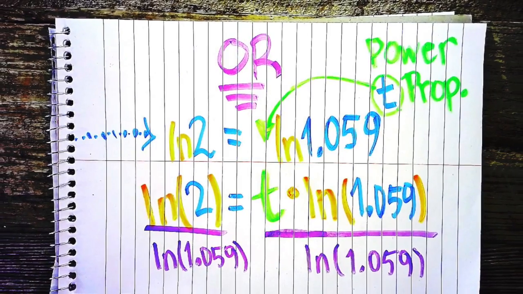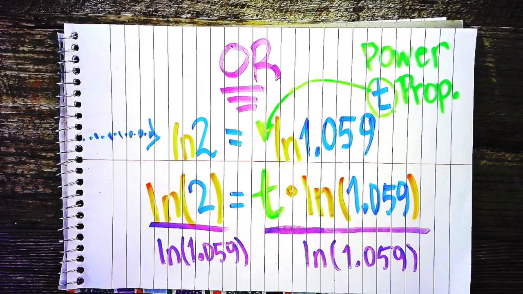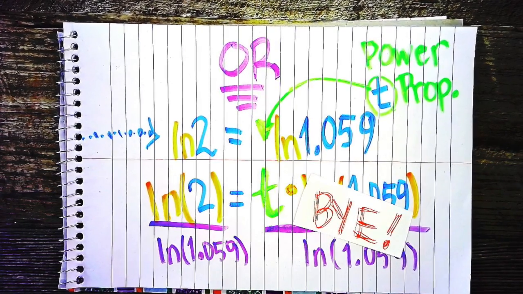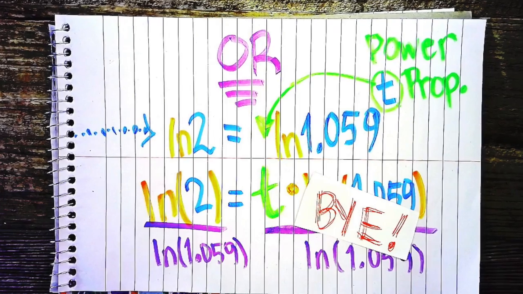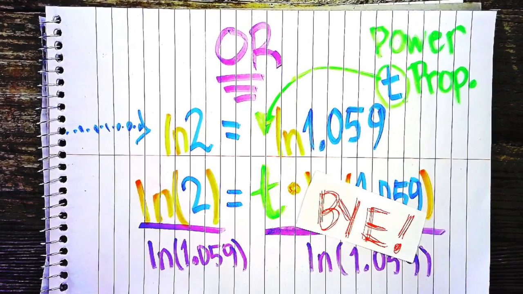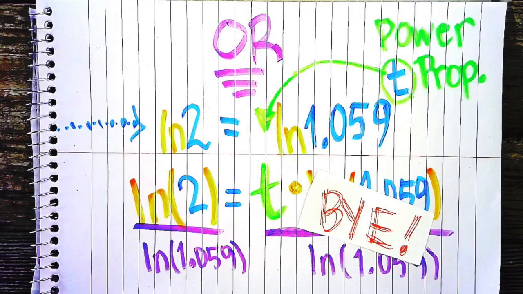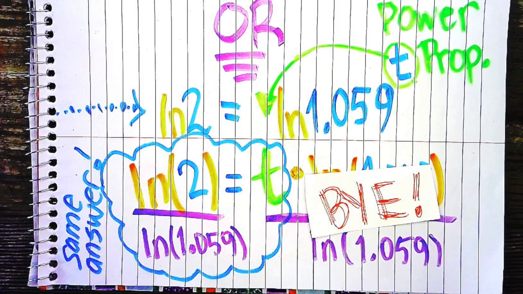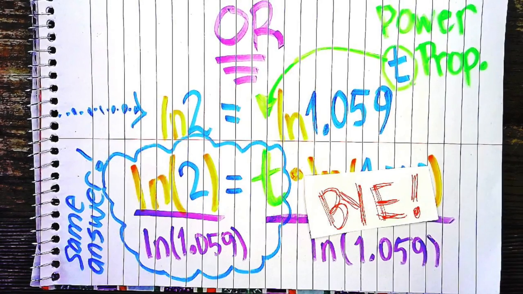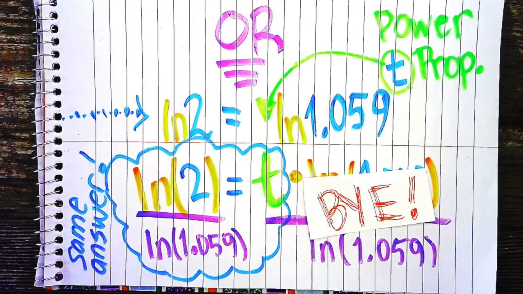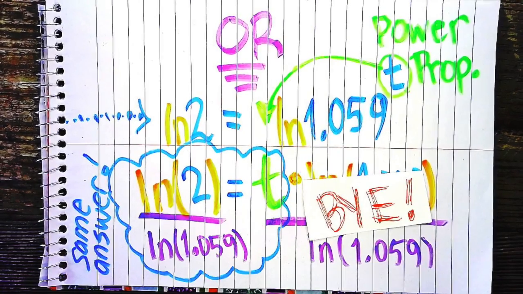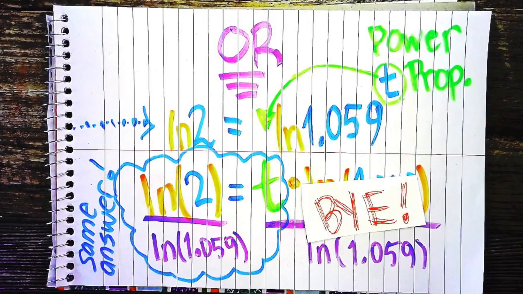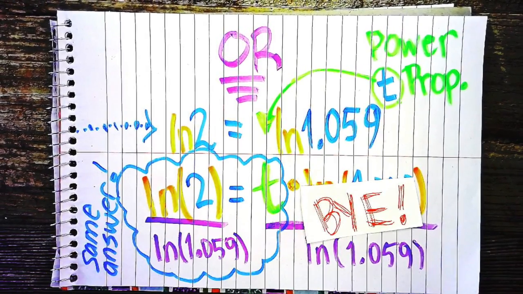Once we do this step, ln of 1.059 over ln of 1.059 on the right reduces to 1 and t is now alone. The left side says ln 2 over ln of 1.059, which is exactly what we had solving the other way after we used change of base formula prior to using our calculators. I tend to choose the second method because I think it's a little bit cleaner and less to write down, and it gets the same answer. It gets the job done in fewer steps.